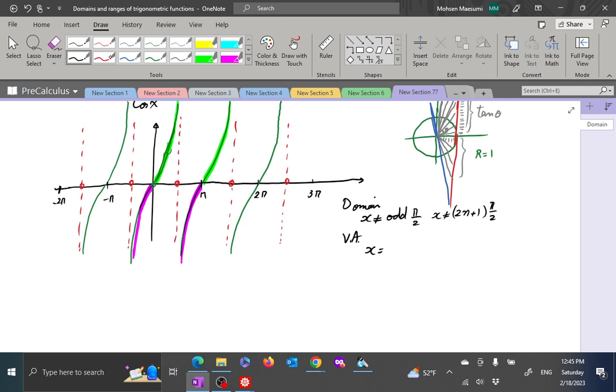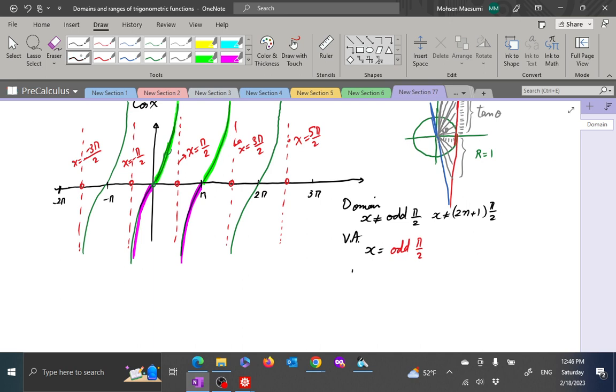So what are we talking about? This line is x equal to pi over 2. This is x equal to 3 pi over 2. This is x equal to 5 pi over 2. So the edges of the tile we are using, those are our vertical asymptotes. X is equal to minus 3 pi over 2. So x is an odd multiple of pi over 2, and that becomes a vertical asymptote.